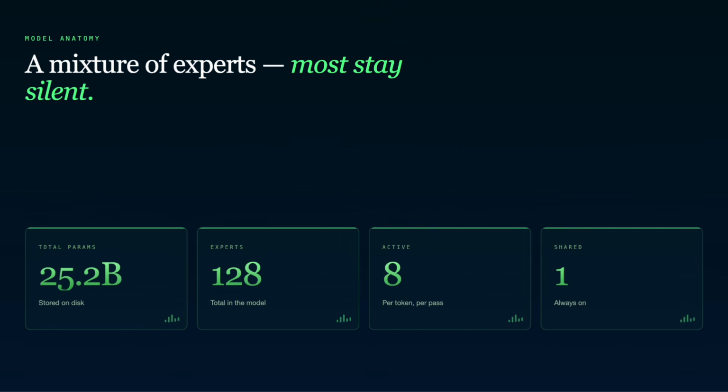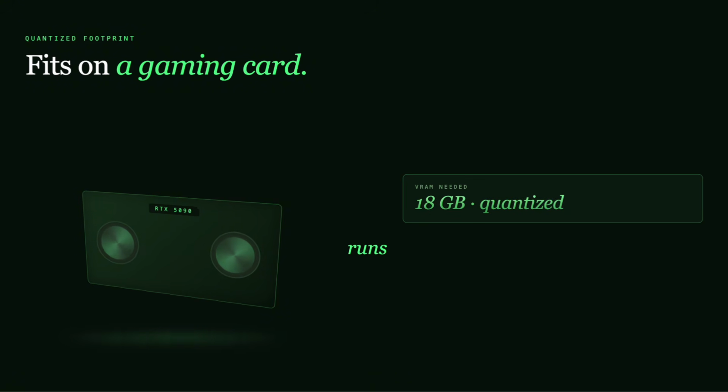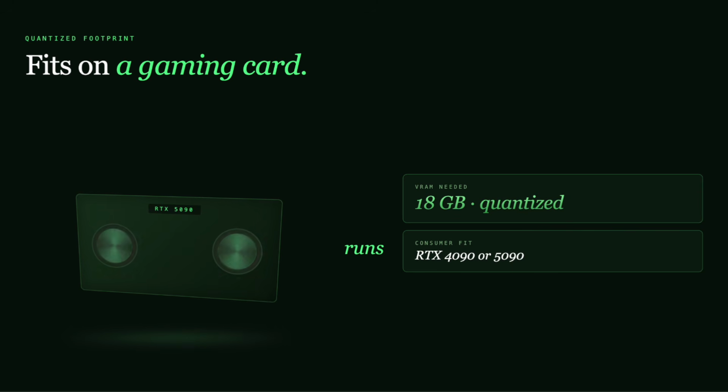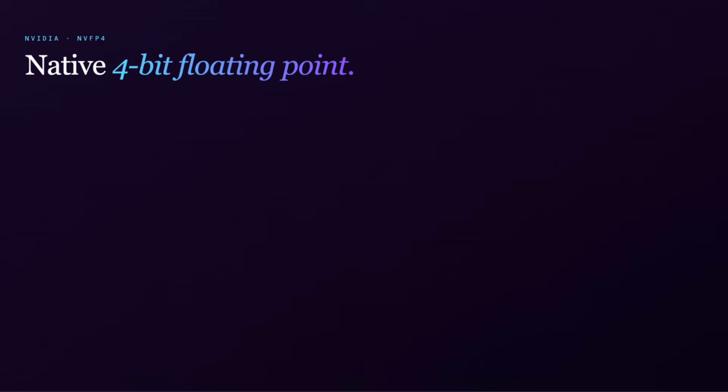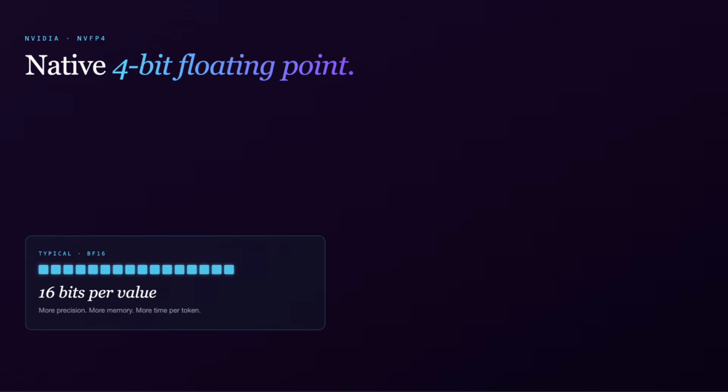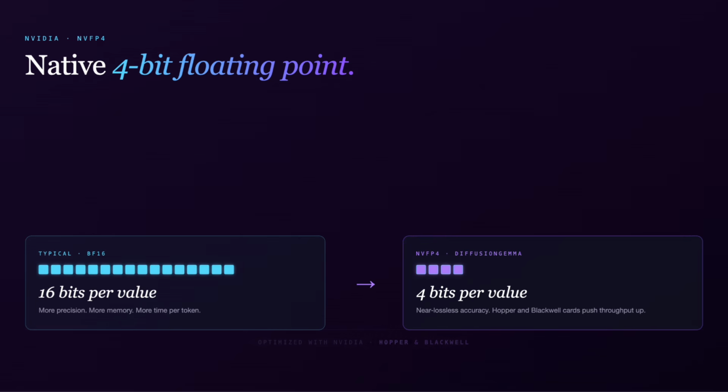On that note, hardware. The full model is 25.2 billion parameters, 128 experts with 8 active plus 1 shared, but quantized it fits inside 18 gigabytes of VRAM, so an RTX 4090 or 5090 runs it. Google worked with NVIDIA on this, and there's native NVFP4 support. That's 4-bit floating point, which keeps accuracy close to lossless while pushing throughput up on Blackwell cards. It also runs on the DGX Spark, if you have one of those little desk boxes.